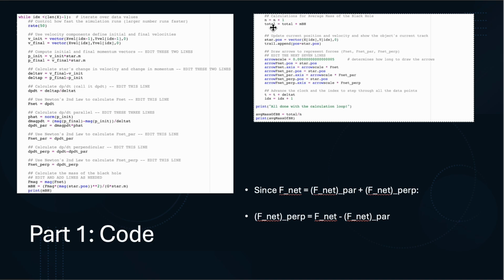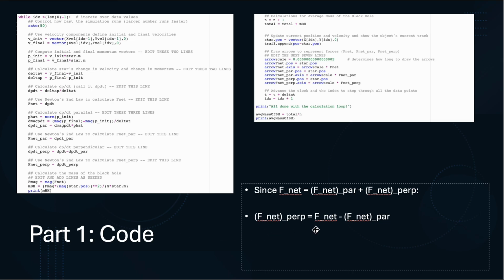So I just put in n equals n plus 1, and total equals total plus the mass of the black hole, where n is just the total number of times the loop occurs, and the total should just be the total mass of all of those masses that are calculated. And then outside of the loop, I was able to just put average mass of black hole equals total divided by n.